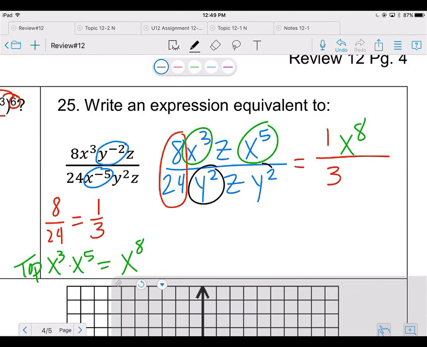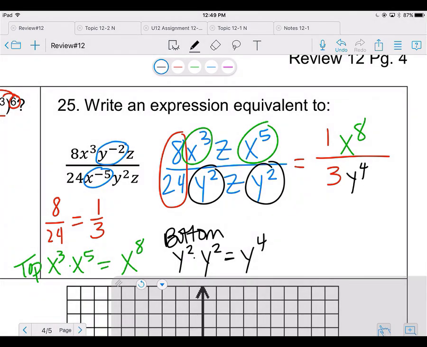My y's, I have y squared and y squared on the bottom. But because they're both on the bottom, we add. We keep them on the bottom because remember the y's were not happy on the top. And then for my z's, I have z divided by z, which cancels, meaning I have no z's, and this is my final answer.